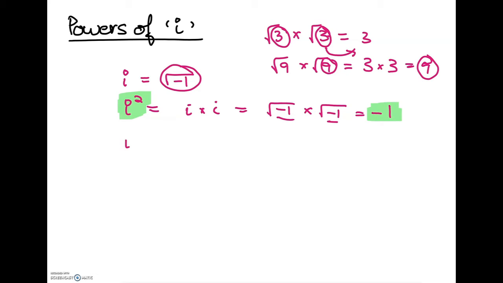Now let's think about i cubed. i cubed is the equivalent of i squared times i. So i squared we know is -1, so it's going to be -1 times i. So it's just going to be -i.